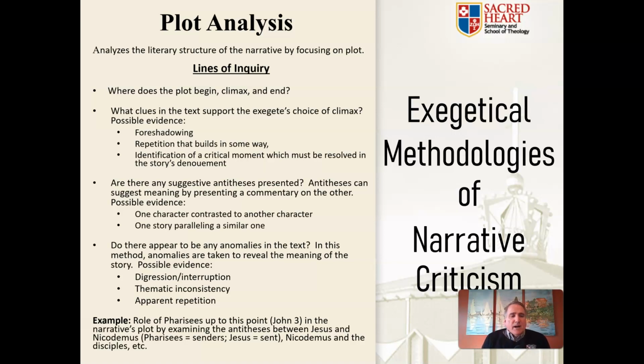All right. Another possibility, if you want to do plot analysis, is to ask whether there appear to be any anomalies in the text, because anomalies are seen as indicating something about the meaning of the story. Interesting, right? Because within traditional historical criticism, anomalies or repetitions are seen as evidence of sources. Here they say, oh no, there's something purposeful in those things. They're not accidental. They're trying to get at something. So if you have a digression or interruption, what's the purpose of that? Thematic inconsistencies, what's the purpose of that? Or go right back to our baptism thing. There's a thematic inconsistency there. What's the point of that?